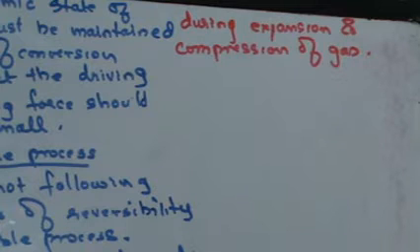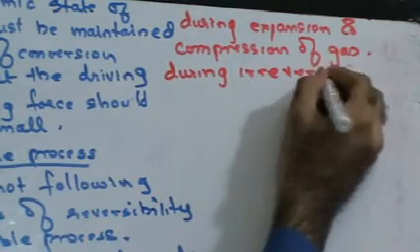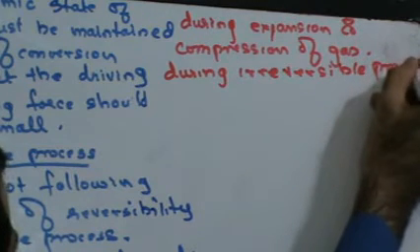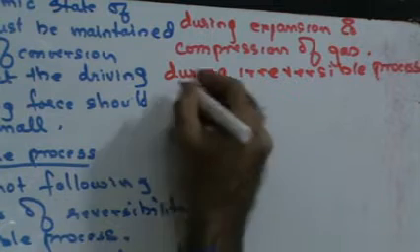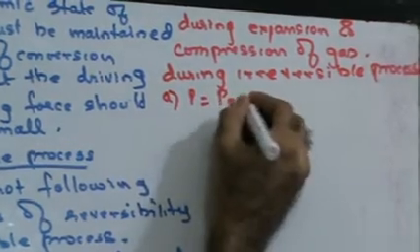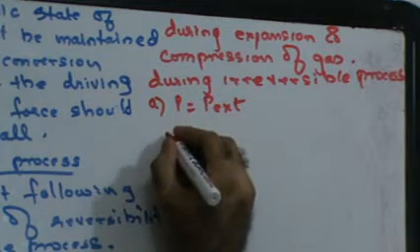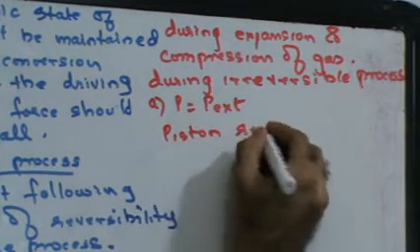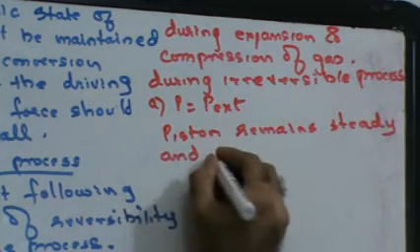Now assuming that this is an irreversible process, during irreversible process, first, either the pressure exerted by the gas is equal to the pressure exerted by piston. First condition, P is equal to P external. If P is equal to P external, then the piston will remain steady and no work will be done. Conclusion: piston remains steady and no work is done.